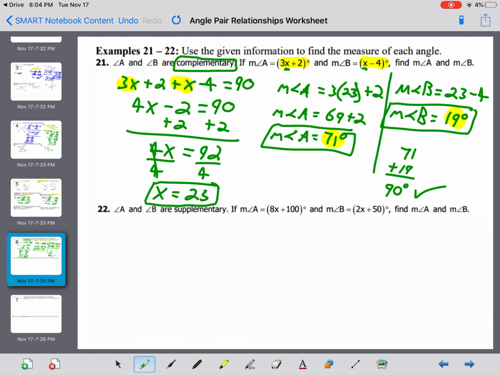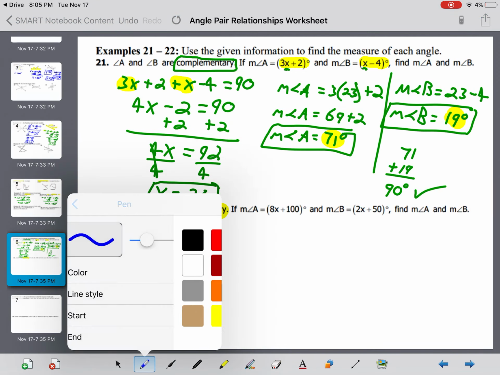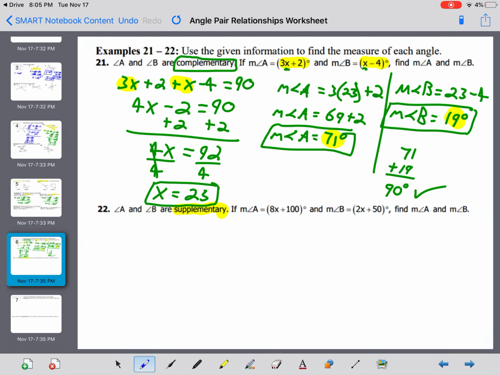Okay, number 22, angle A and angle B are supplementary. Supplementary means they add up to 180 degrees. Okay, let's do this one in a different color. The measure of angle A is 8x plus 100. The measure of angle B is 2x plus 50, which equals 180 degrees because they're supplementary. Combine your like terms. 8x plus 2x makes 10x. 100 plus 50 makes 150, which equals 180.